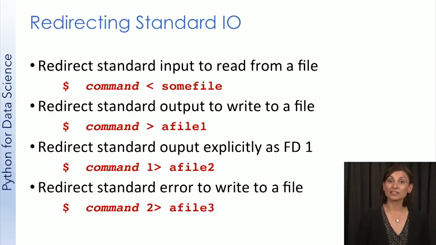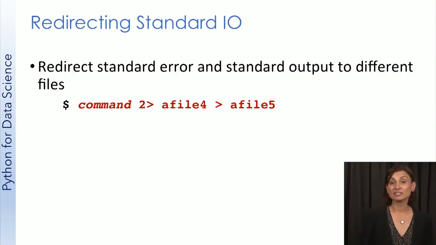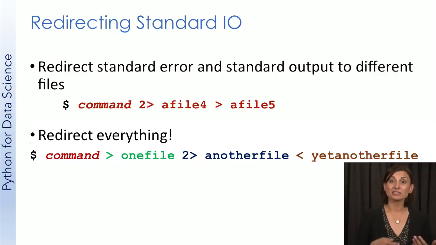However, to redirect standard error, we need to use FD2 with the greater than operator, which is written as 2 greater than. Here, we see both standard out and standard error redirected using command 2 greater than a file 4 and greater than a file 5. So that means we direct standard error to a file 4 and standard out to a file 5. Lastly, we see all 3 file descriptors redirected to different files.